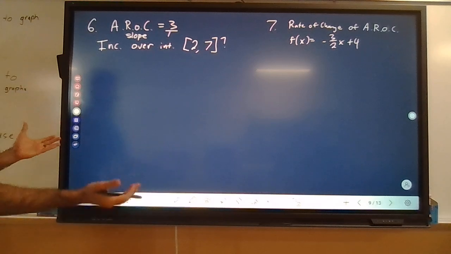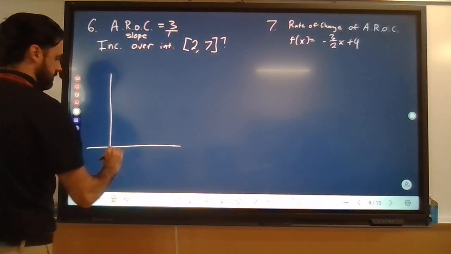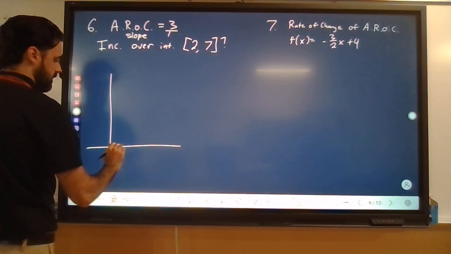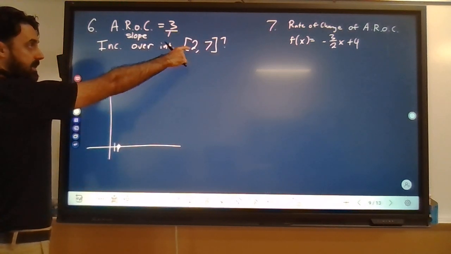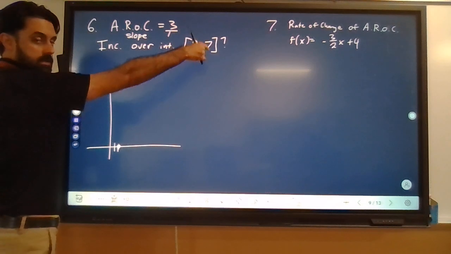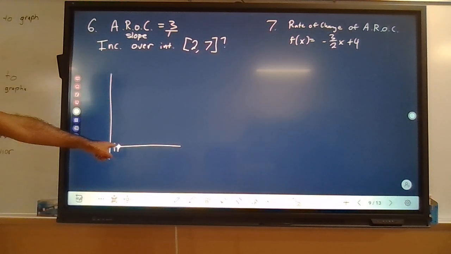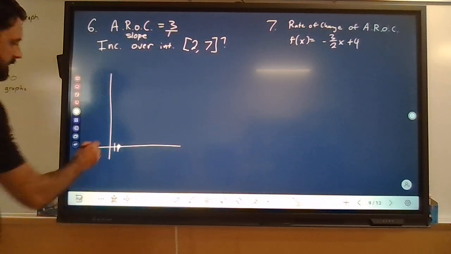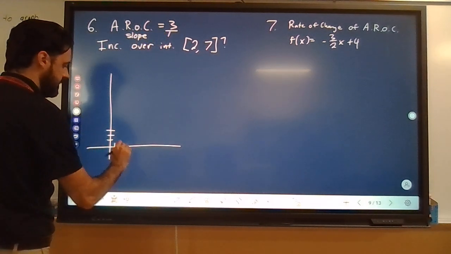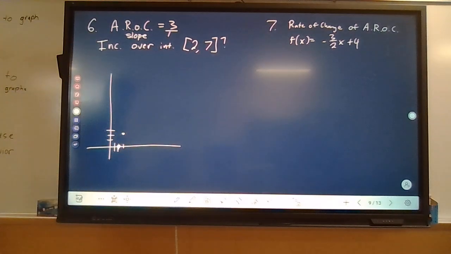Now, we don't have any coordinate points, but imagine with me that we just start at 2, 0. We can start anywhere. I'm going to start at 2, 0 though, because that's the beginning of the interval, x equals 2. These are both x coordinates, all right? So I don't know the y coordinate. I'm just saying that it's 2. If the slope is 3 over 1, what that means is we go up 1, 2, 3, and over 1, and there's our next point. Okay? So up 3 over 1.